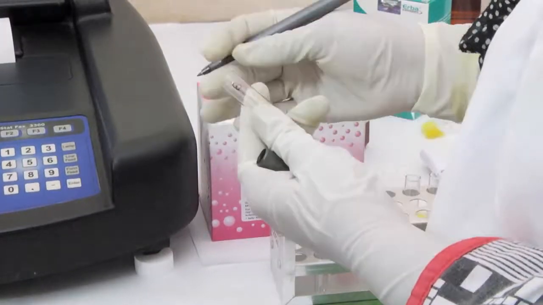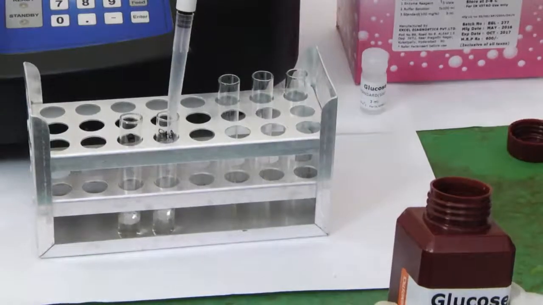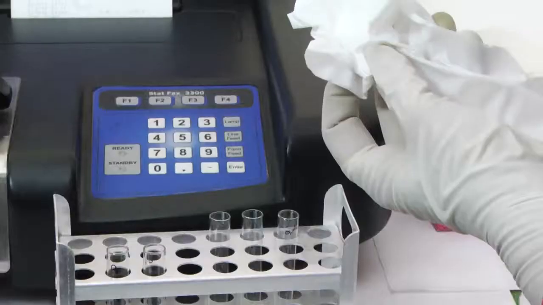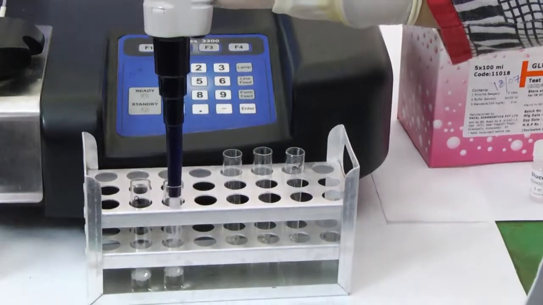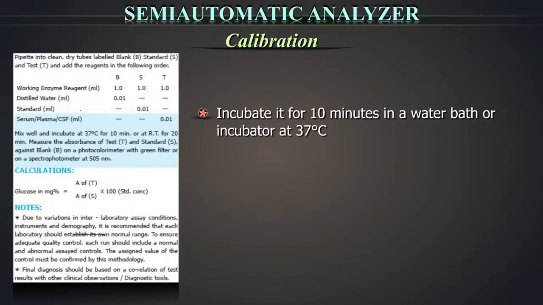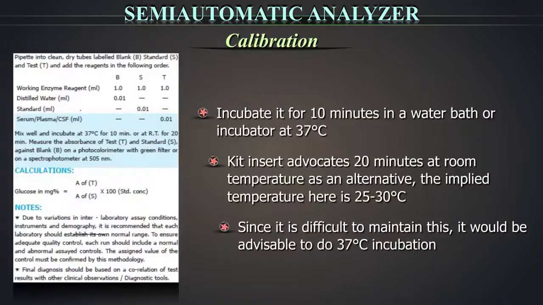Label 2 test tubes as standard and blank. Take 1 ml of working reagent in both test tubes. Take 10 microliters of standard with a pipette. Wipe off the excess with a tissue and add it to the standard test tube. Incubate it for 10 minutes in a water bath or incubator at 37 degrees. The kit insert advocates 20 minutes at room temperature as an alternative. The implied temperature here is 25 to 30 degrees. Since it is difficult to maintain this, it would be advisable to do 37-degree incubation.